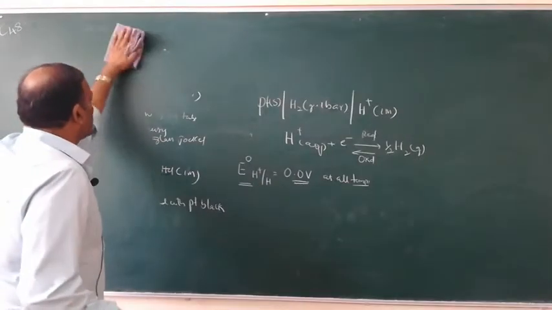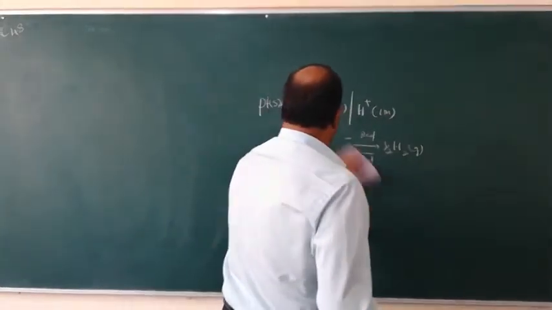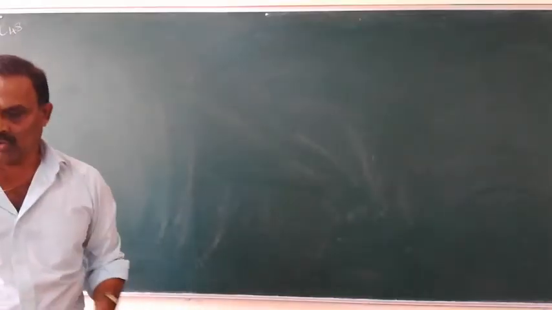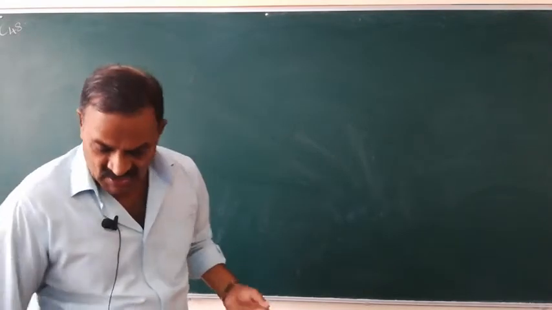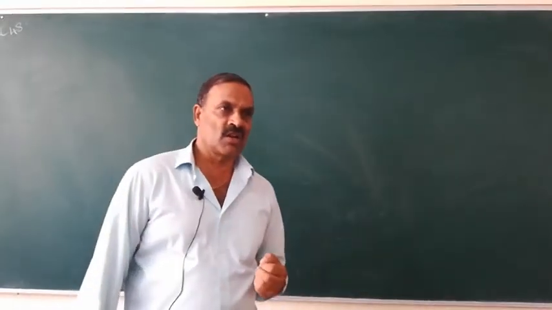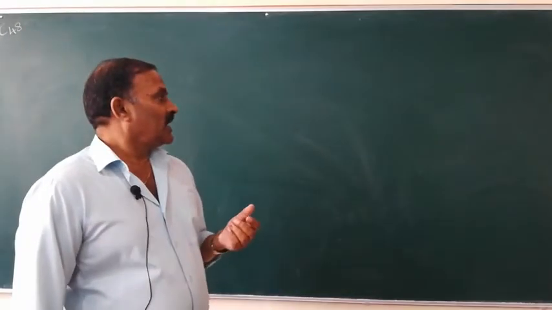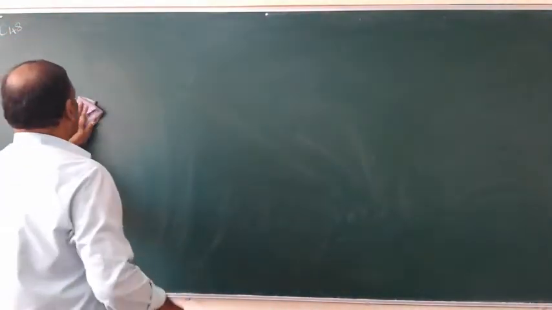I also told you what are the uses, what are the applications of hydrogen electrode. Standard hydrogen electrode is used to determine the electrode potentials of other electrodes. Therefore, it is called reference electrode. And then it is used to determine the pH of solution.